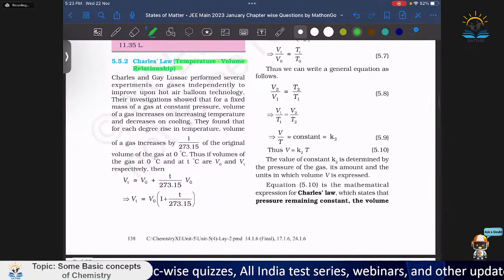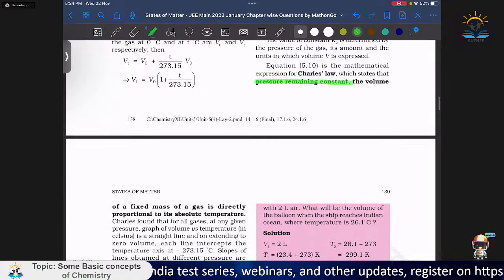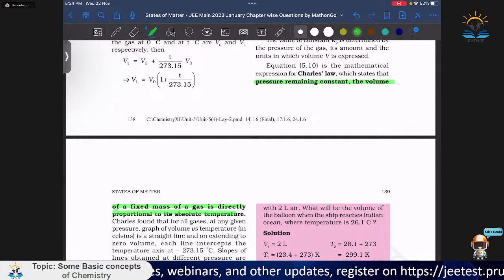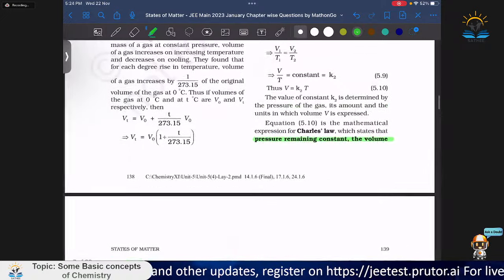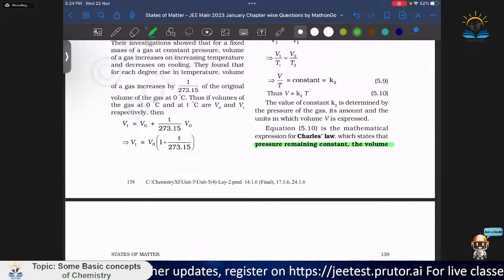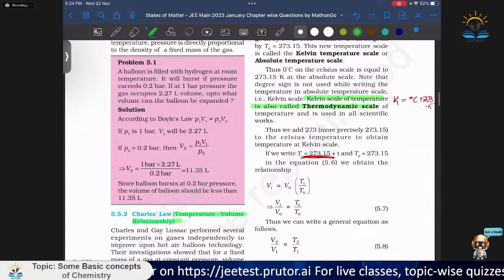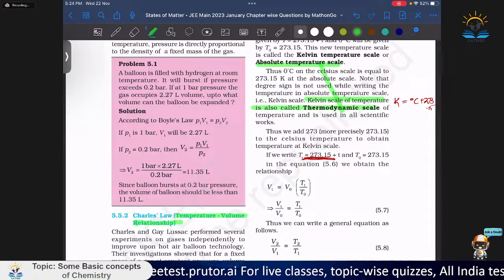Here, Charles's law says that, pressure remaining constant, the volume of a fixed mass of gas is directly proportional to the absolute temperature. Absolute temperature means it varies directly with the Kelvin scale temperature, not the Celsius scale temperature, because the Kelvin scale is the absolute temperature scale, or thermodynamic scale.